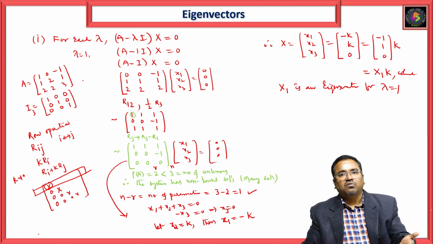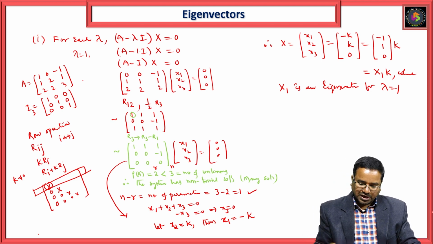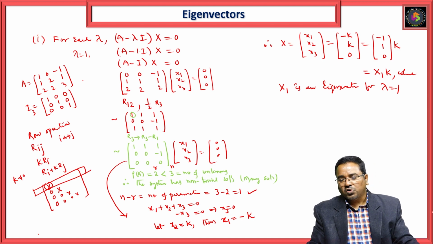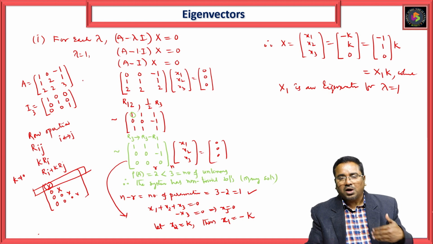Here I proceeded with lambda equal to 1. So we got the system, we solved it, and we got the answer: x1 is equal to minus k, x2 is equal to k, and x3 is 0.